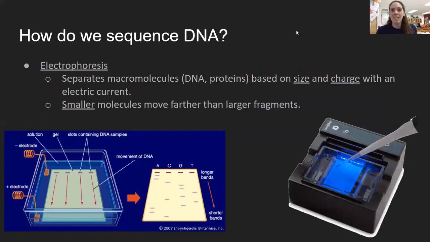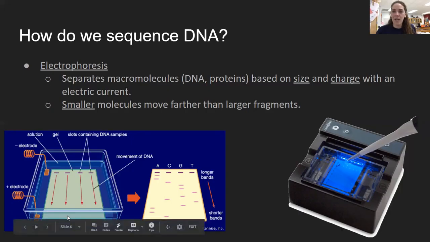So when it comes to sequencing DNA, which is our method of analyzing, we've got 2 very common ways. So there's electrophoresis and then whole genome sequencing. So here we're looking at electrophoresis. Again, this is a lab we do in class as well. This is going to separate macromolecules, so things like DNA and proteins, based on their size and their charge with an electric current. So here we have a basic diagram of how electrophoresis works.